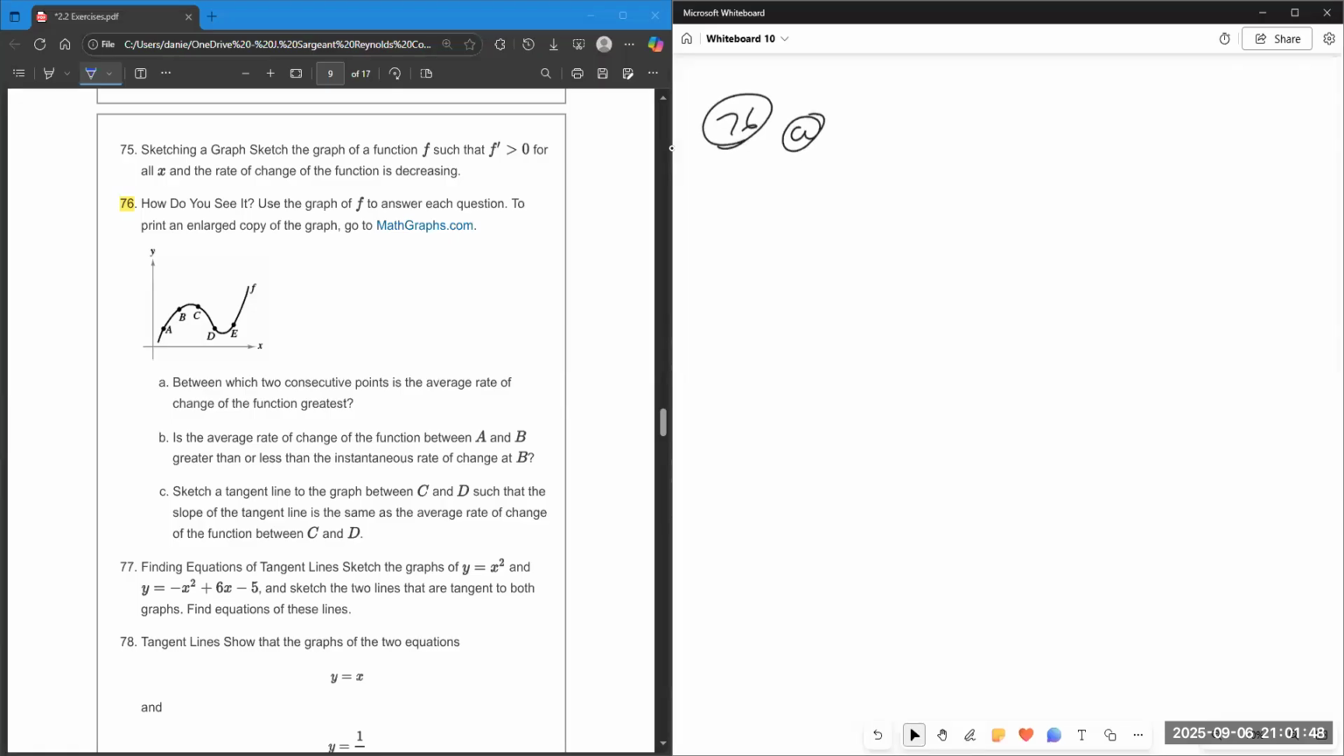and I would encourage you to have some sort of ruler or something like that to approximate the secant lines here. But the secant line with the greatest slope is going to be AB. So we're going to say from A to B.